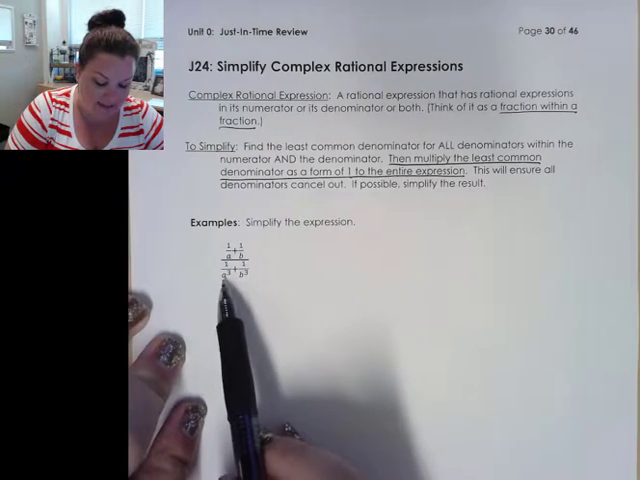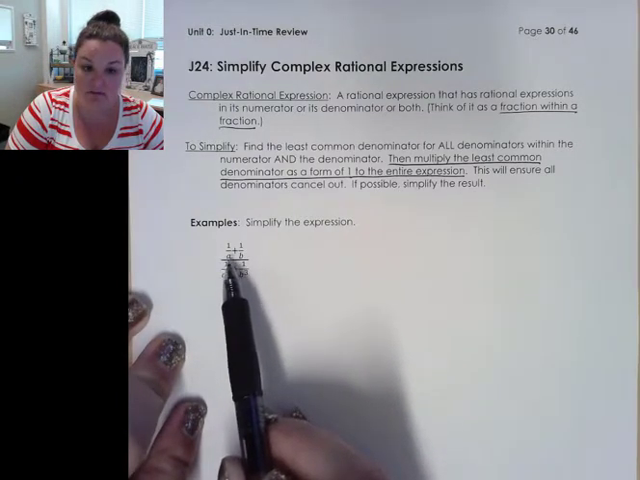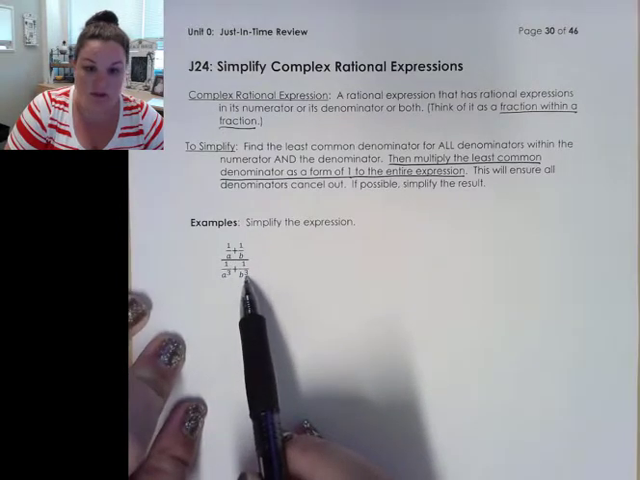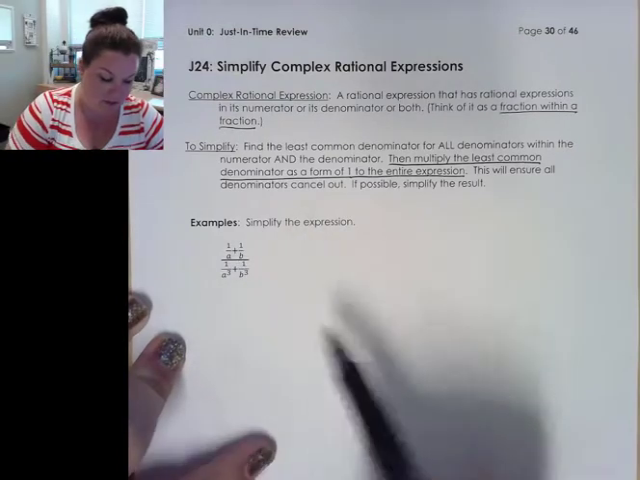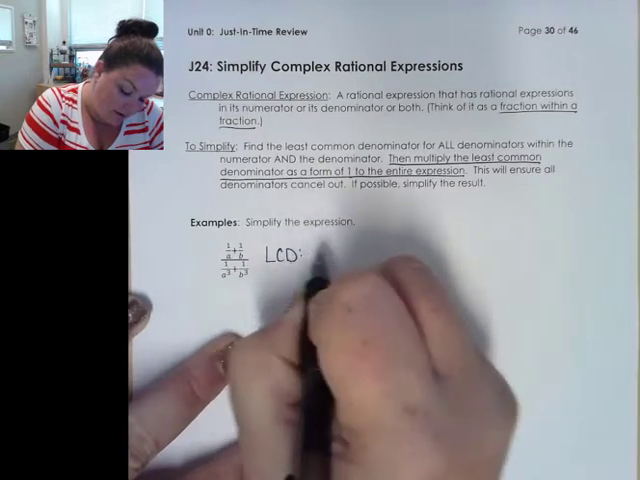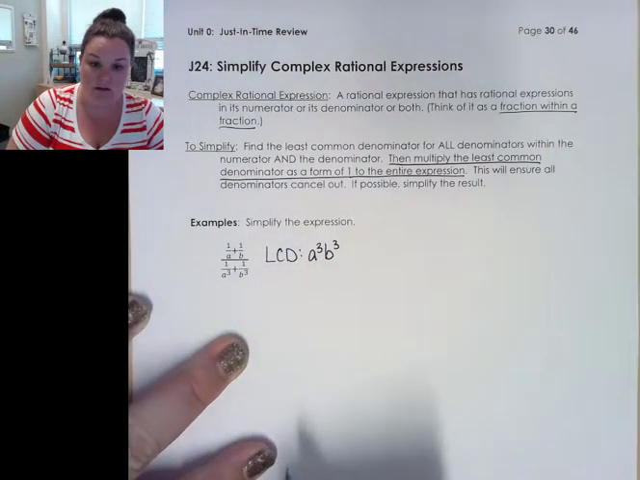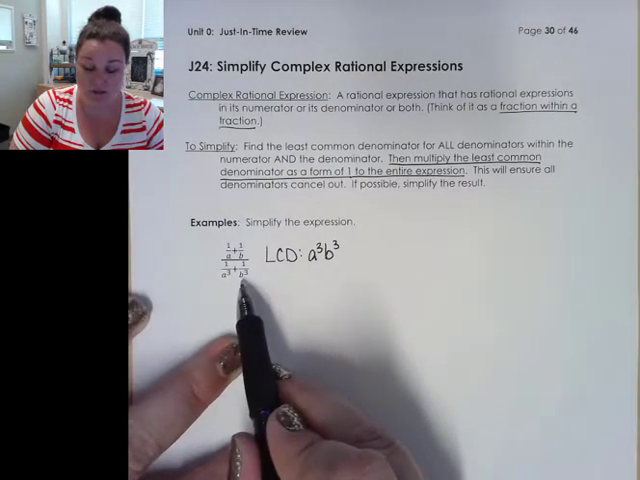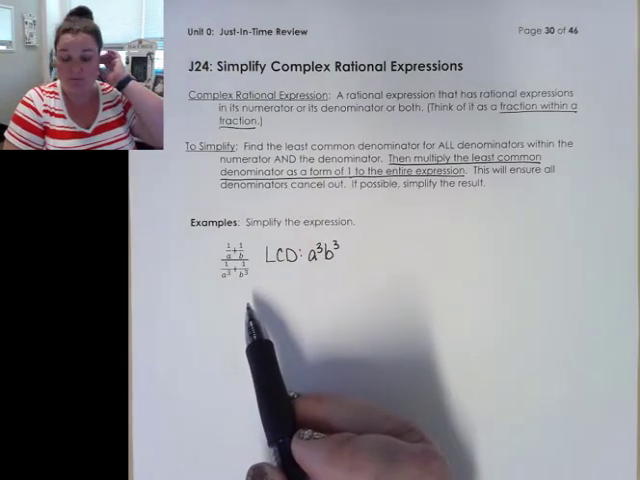On the bottom, I need an A cubed. Well, A cubed would definitely take care of A to the first power, right? And I need a B cubed. And B cubed would definitely take care of B to the first power. So I'm going to say here that my least common denominator is A cubed B cubed, right? Because A cubed takes care of A cubed, B cubed takes care of B cubed, and A cubed and B cubed also take care of A and B to the first power.